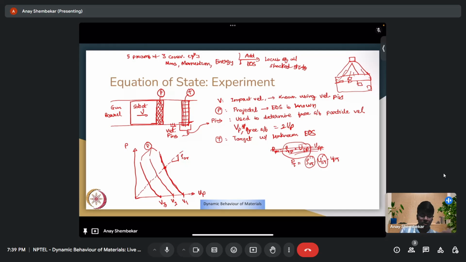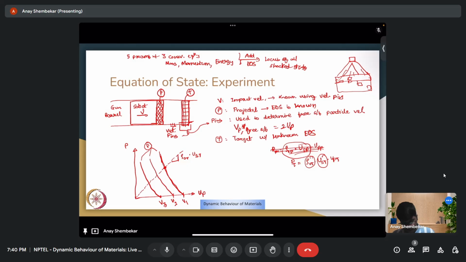So note the distinction. Actual particle velocity refers to how the particle moves at that cross section, whereas shock wave velocity is only the shock front traveling from the left boundary of the target to the right boundary of the target. We construct these Rayleigh lines.